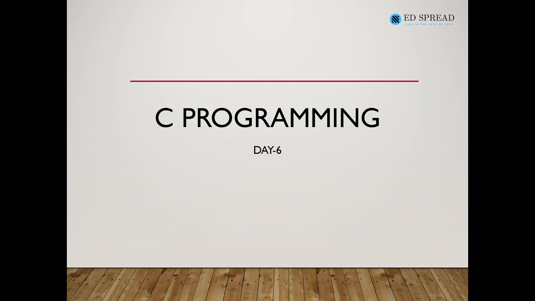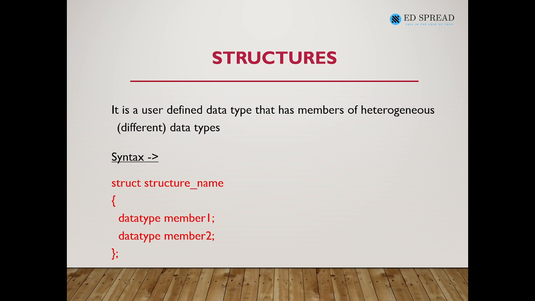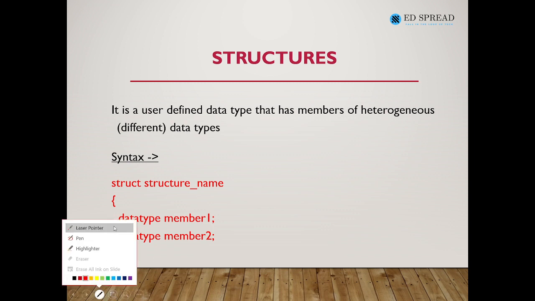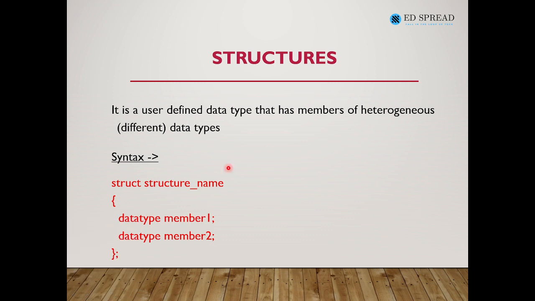Anyway, let me start. Structures. It is a user-defined data type that has members of heterogeneous data types. As I said, with arrays it is homogeneous, but here it is heterogeneous data types.